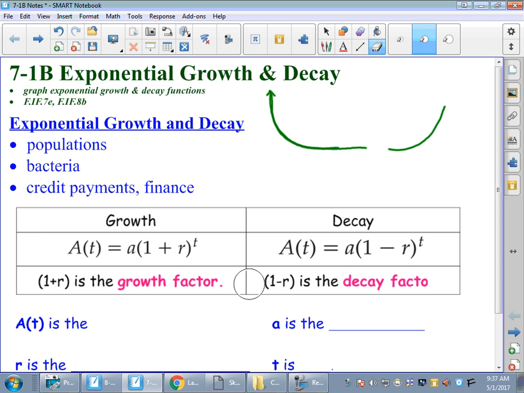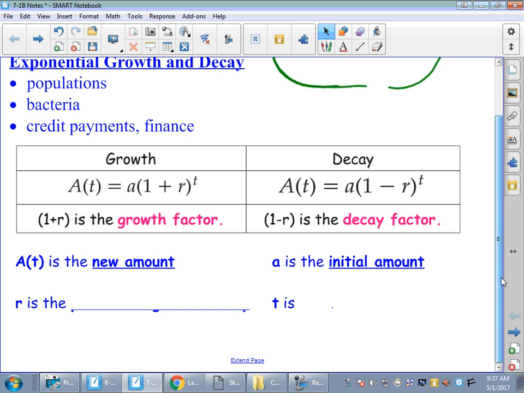The quantity inside the parentheses is called the growth factor or the decay factor. 1 would represent 100%. So r is your rate, and A of t is the new amount. That's after the growth or after the decay. So you can always compare the new amount to the original and make sure that it did get bigger in growth or get smaller in decay. Little a is the initial amount, r is the percent of growth or decay, and t is time.